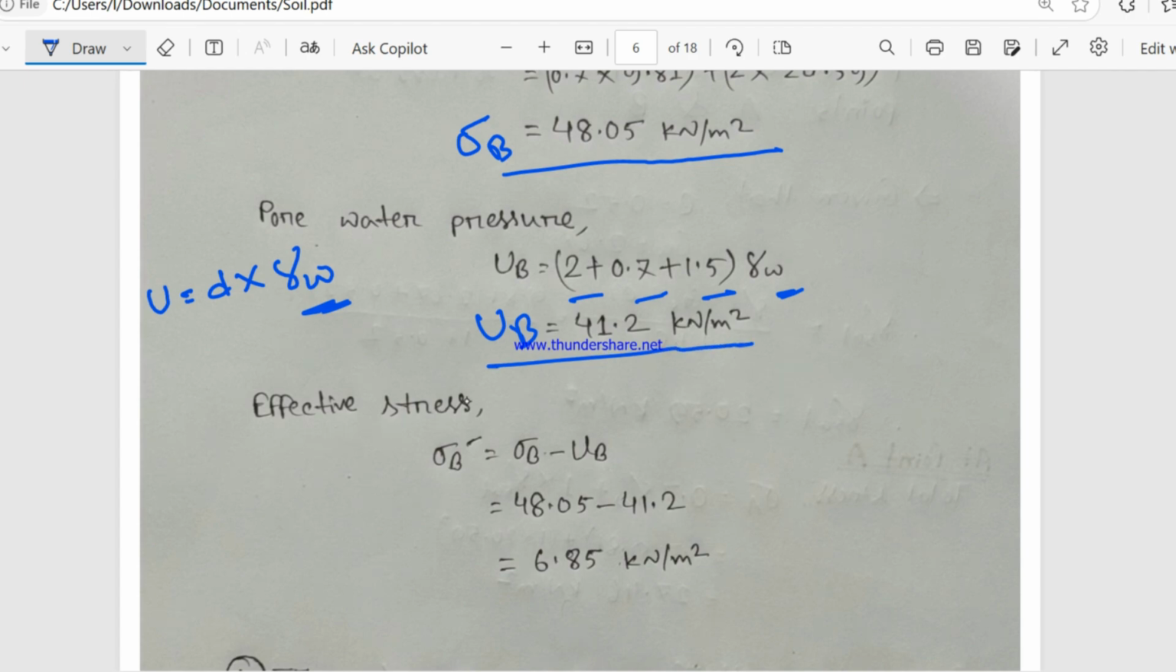Then the effective stress is total stress minus pore water pressure. Then we get the effective stress as 6.85 kilonewton per meter square.